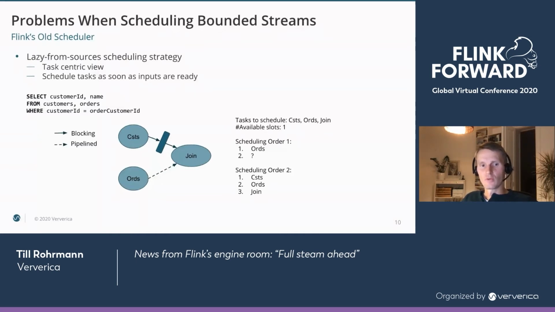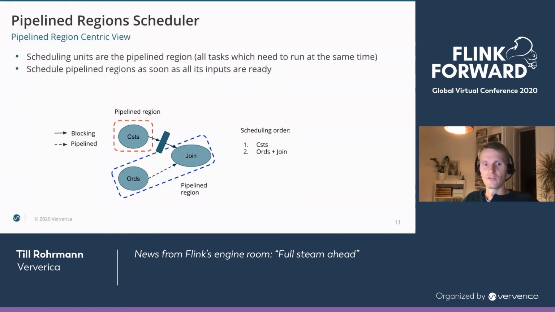If we started with the customers operator first, we can actually successfully schedule this kind of job, showing that the existing scheduling strategy is suboptimal. And the problem of this scheduling strategy is that it ignores the input constraints of tasks which need to run at the same time as the task which is currently scheduled, as we have seen with the join operator.